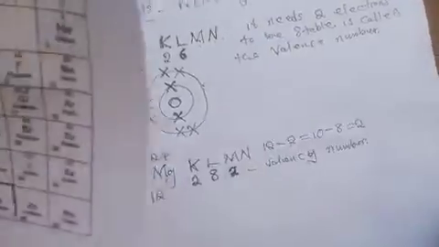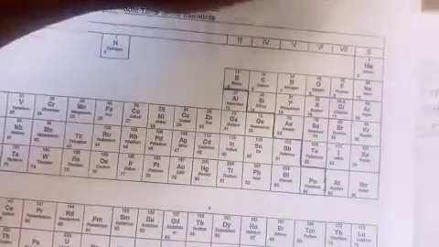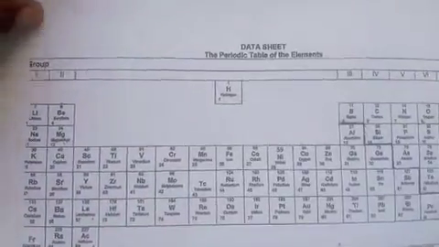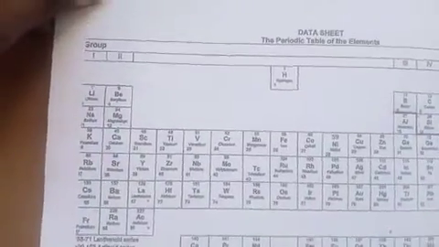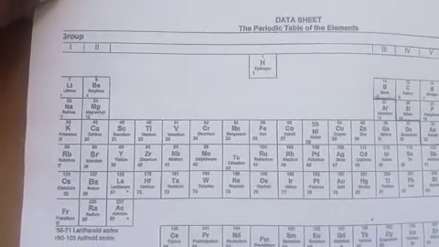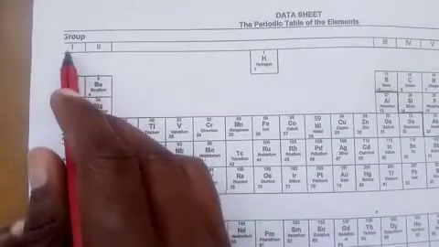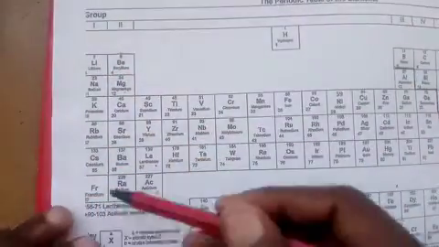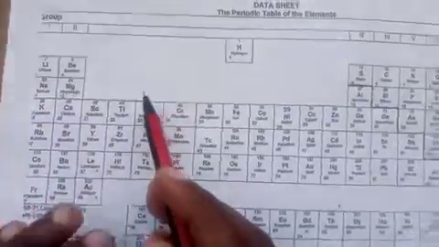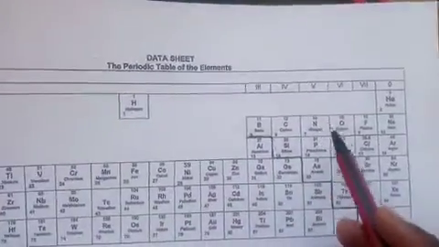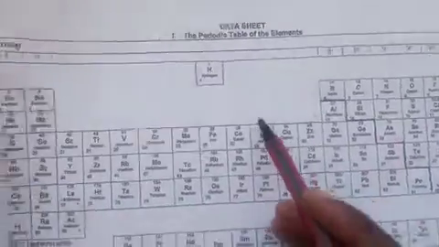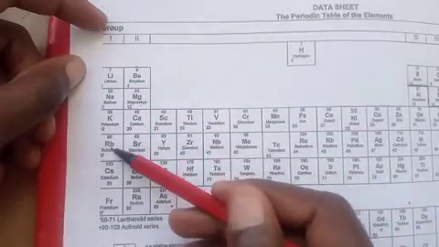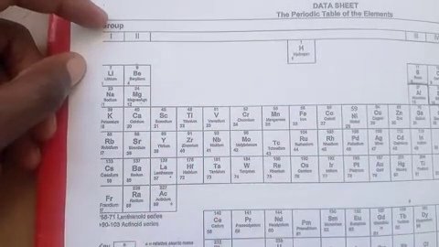So I want to show you how these valence numbers are on the periodic table. These valence numbers are arranged according to the group. You know that these going this side are groups, and coming this side are periods. So this is group 1, group 2, group 3, group 4, group 5, group 6, group 7, group 8. Then starting from this side, this is period 1, period 2, period 3, period 4, 5, 6, 7, going on.